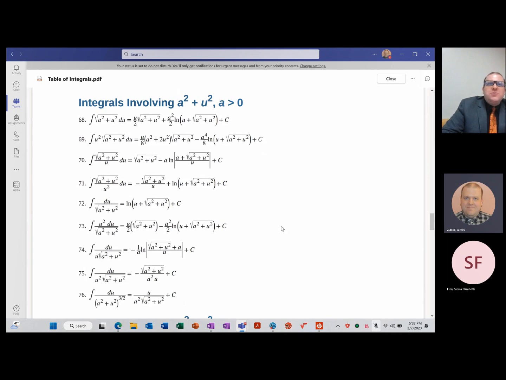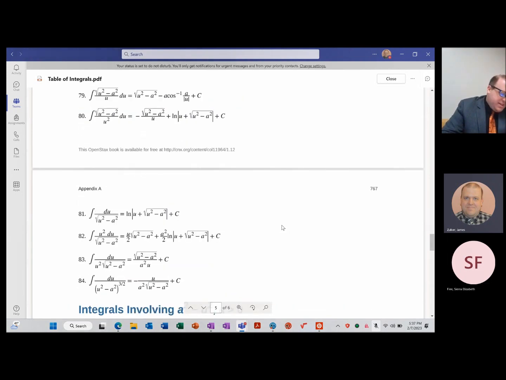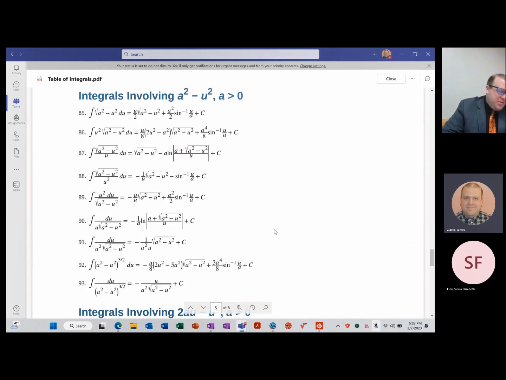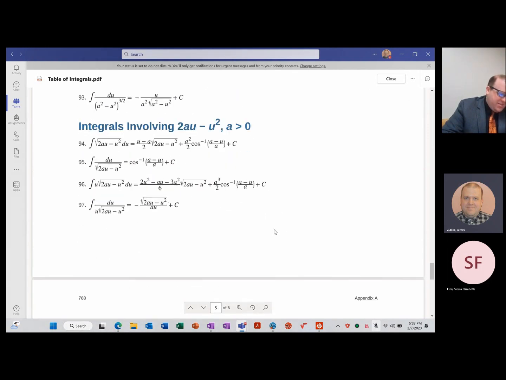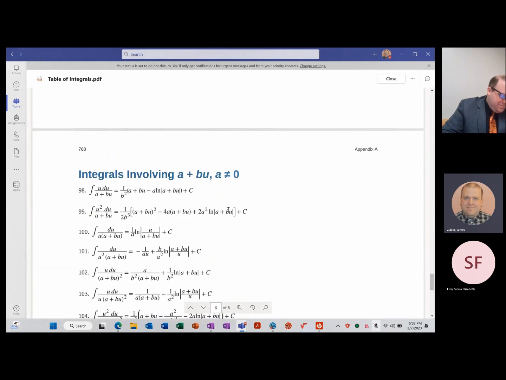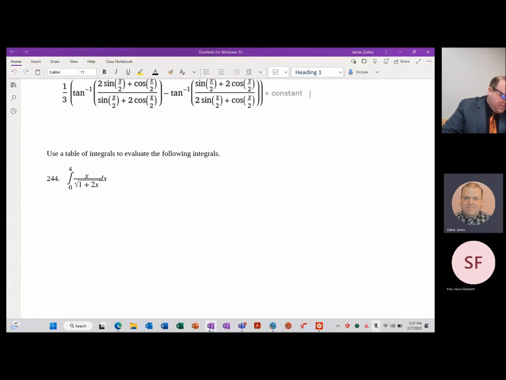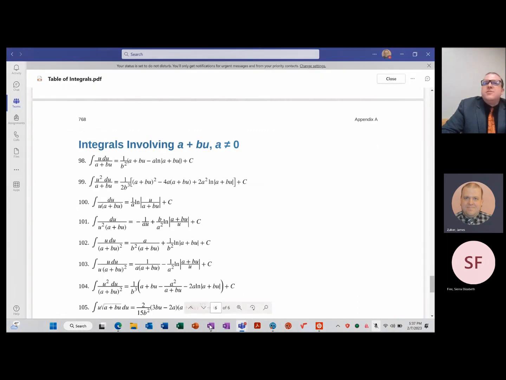Doesn't involve a squared plus u squared, so we'll just skip that section. Doesn't involve u squared minus a squared. Doesn't involve a squared minus u squared. We'll skip all that. Might involve 2au minus x squared? No, it doesn't. A plus bu, does it involve that? It does. So let's look in this section.